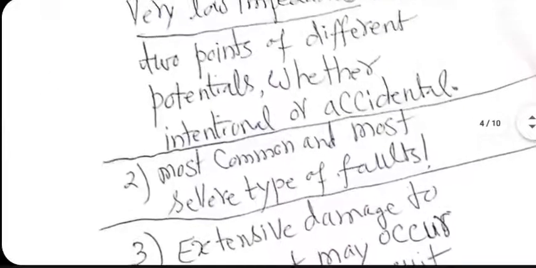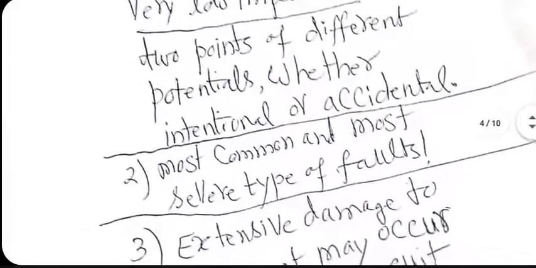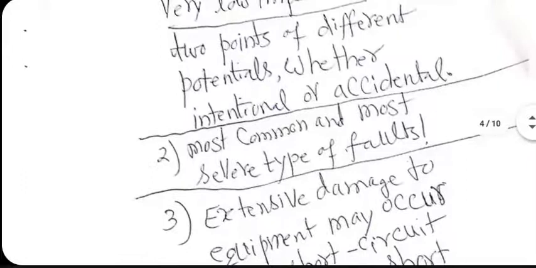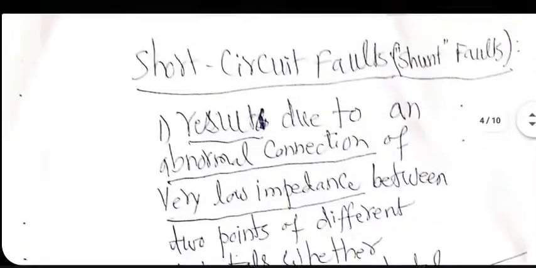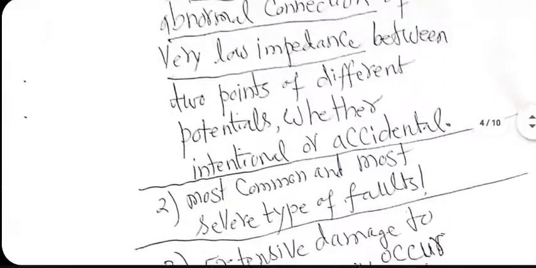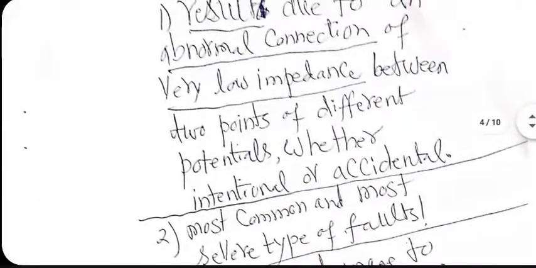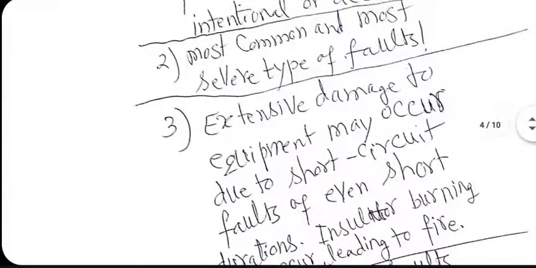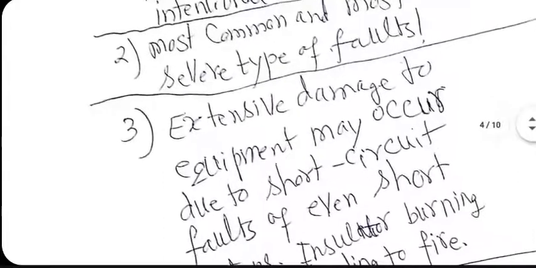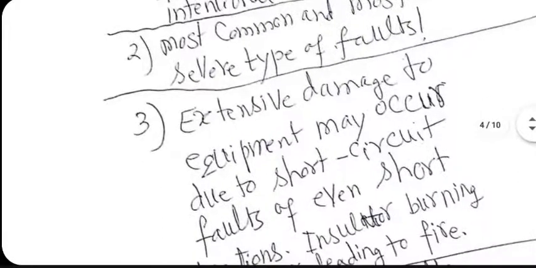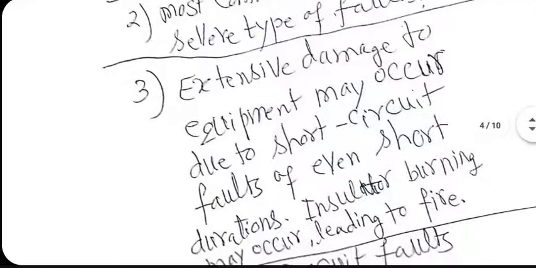Most common and most severe types of faults are short circuit faults. These are common as well as serious. Extensive damage to equipment may occur because of them. Even if the short circuit has come in only for a second or two, it may still create enough damage in the system.